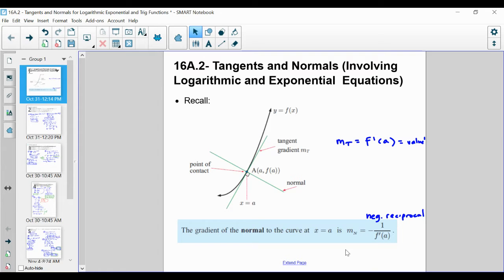Hello everybody, and welcome to our video on section 16A about tangents and normals. We're going to talk today about other equations: logarithmic, exponential, and trigonometric.